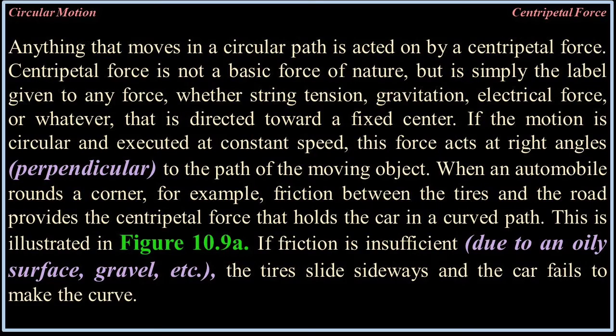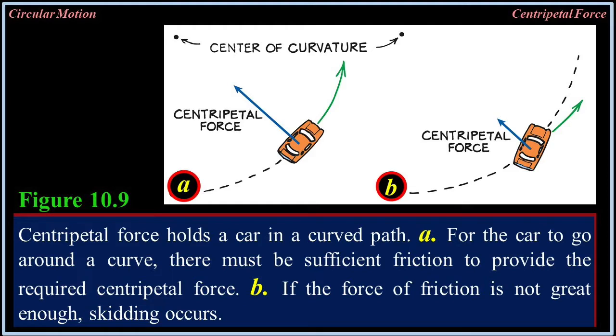If the motion is circular and executed at constant speed, this force acts at right angles, perpendicular to the path of the moving object. When an automobile rounds a corner, for example, friction between the tires and the road provides the centripetal force that holds the car in a curved path. This is illustrated in figure 10.9a. If friction is insufficient due to an oily surface, gravel, etc., the tires slide sideways and the car fails to make the curve.